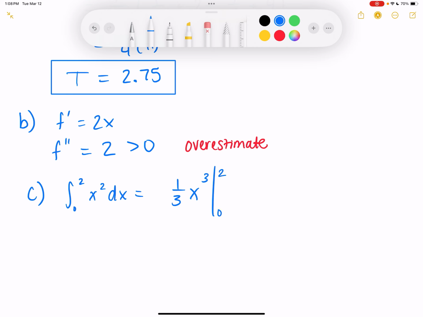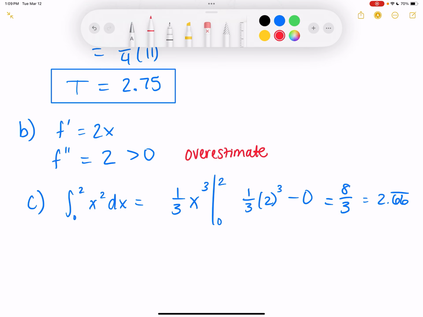So we have 1/3 times 2 cubed minus 0, because when you plug in 0, it's all going to go away. So what is that? 8/3. And somebody tell me what that decimal is. 2.67. Yeah. So then, if we were going to do it the way that we did the error part earlier, it doesn't ask us for this, but we can do it: 2.75 minus 2.66 repeating, divided by 2.66 repeating.